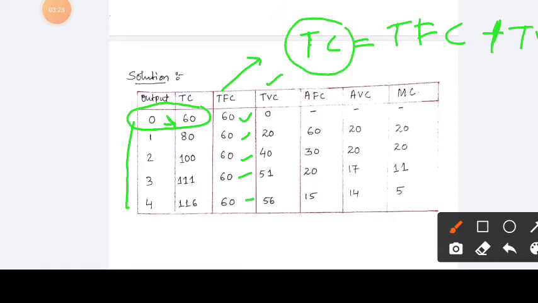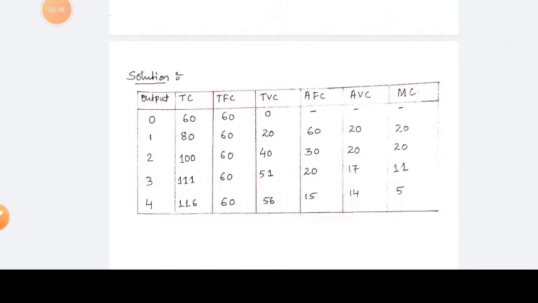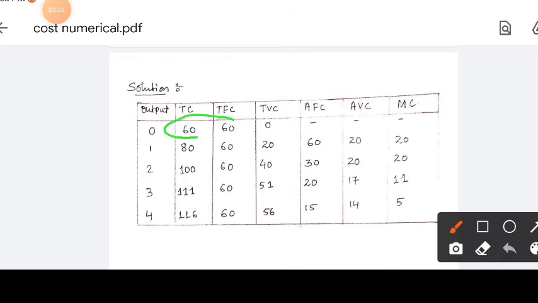So with the help of this formula we can find TVC. Our total cost is given, and we got total fixed cost. Now we can easily find total variable cost. So what will be the formula for total variable cost? We can find total variable cost by subtracting TFC from TC. Clear? So here, how is TVC calculated? 60 minus 60, that will be 0. Then 80 minus 60, 20. Then 100 minus 60, 40. 111 minus 60, 51. 116 minus 60, 56. So this way we got TVC.